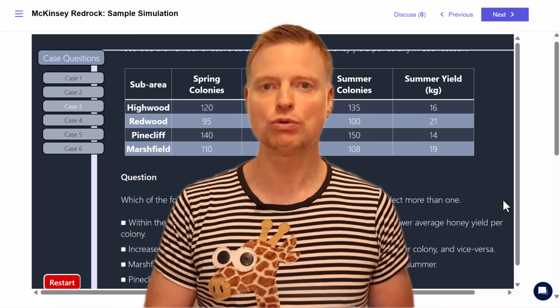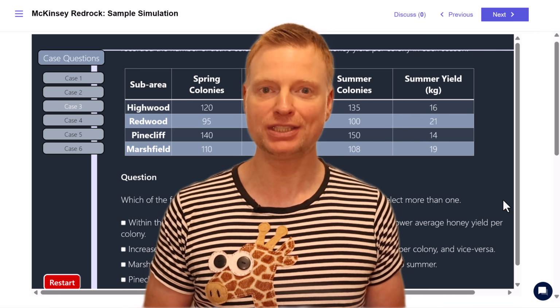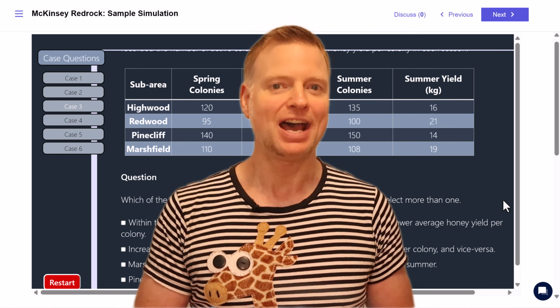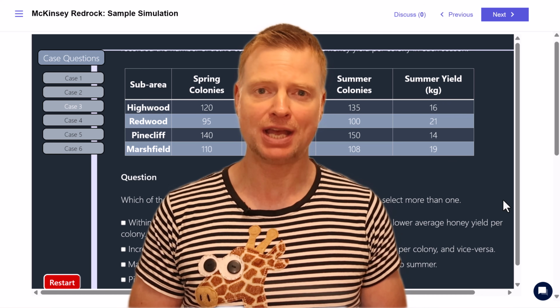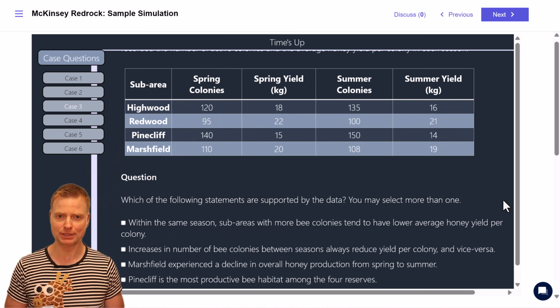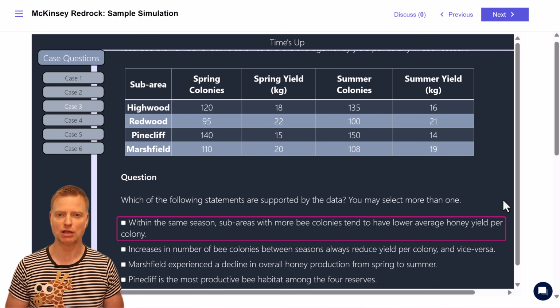When you read through question 3, you will figure that a new species is introduced to Misty Vale Forest: bees. Unfortunately, this question is nasty and will consume quite a lot of time. For each of the 4 statements given, we need to check if it is true or not. Within the same season, sub-areas with more bee colonies tend to have lower average honey yield per colony.